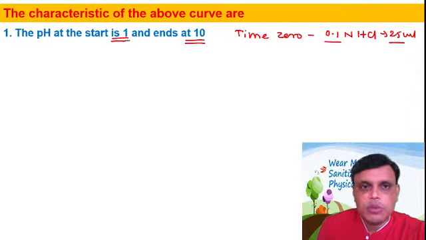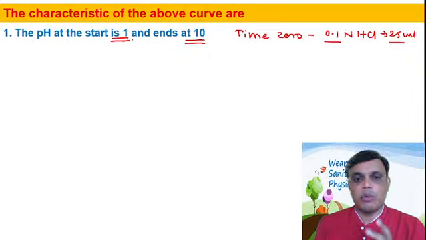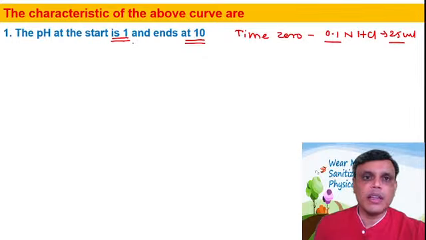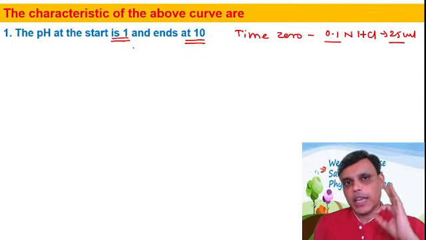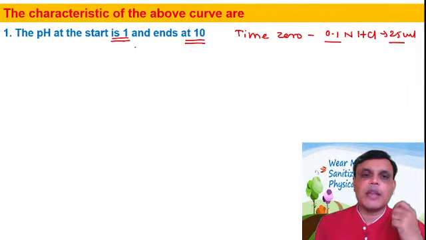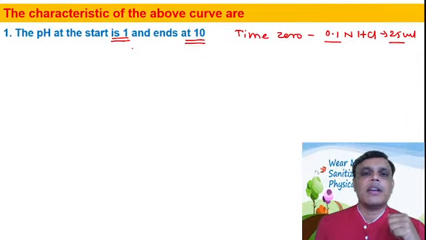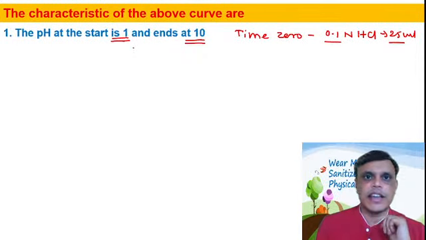How is the pH 1? We can determine that by using the pH meter, or we can calculate the theoretical pH also. That we will see in the coming lecture, so don't worry about how the pH is 1. Or experimentally also we can determine it by using a pH meter. A pH meter is an instrument that is used for the determination of the pH. So this is the first characteristic point.